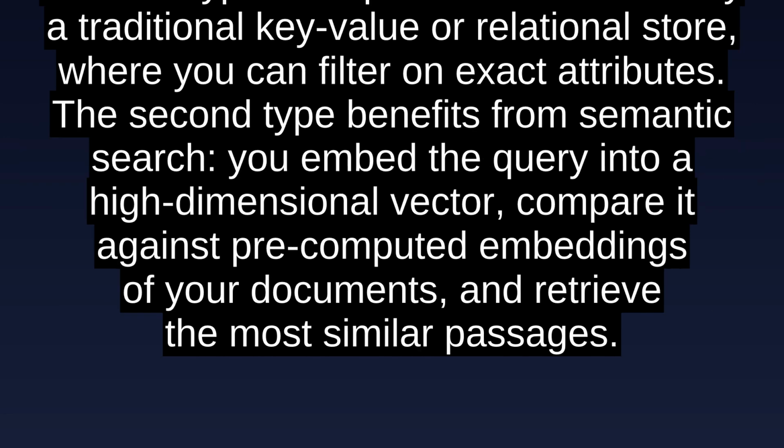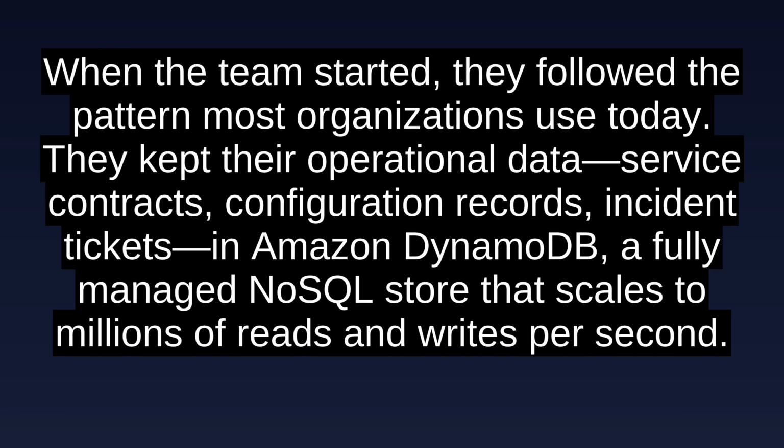The first type of request is best served by a traditional key value or relational store, where you can filter on exact attributes. The second type benefits from semantic search. You embed the query into a high-dimensional vector, compare it against pre-computed embeddings of your documents, and retrieve the most similar passages. When the team started, they followed the pattern most organizations use today.